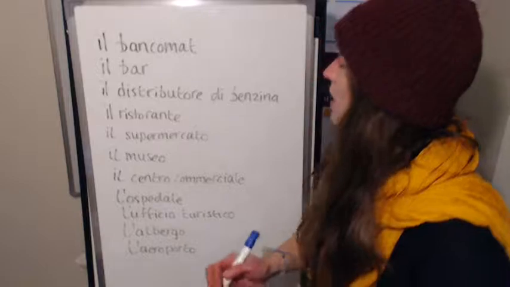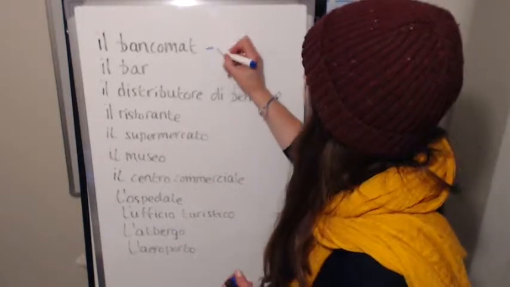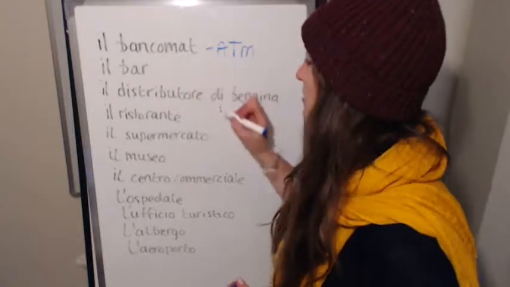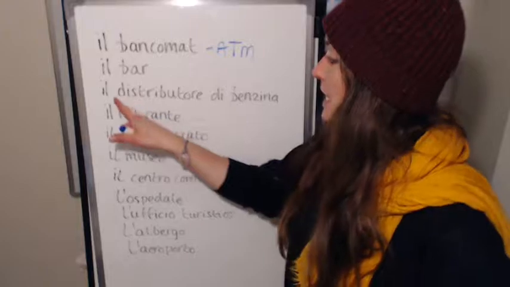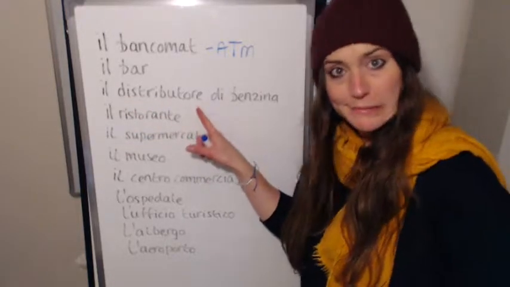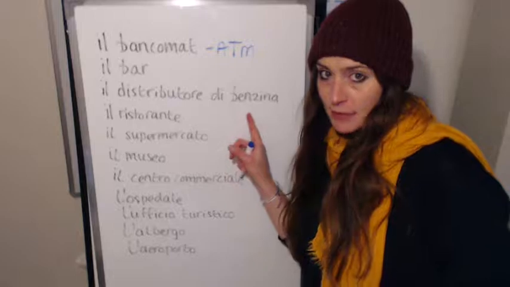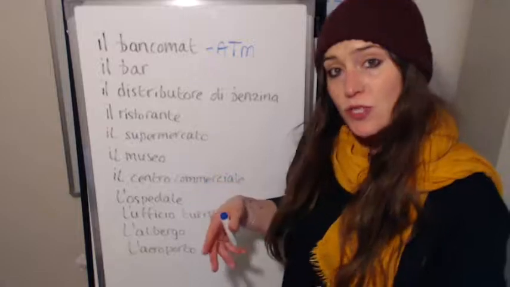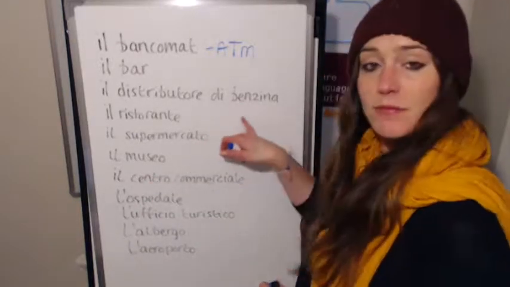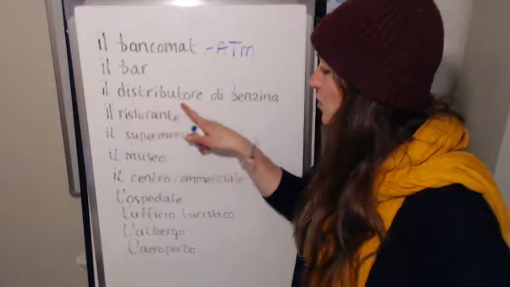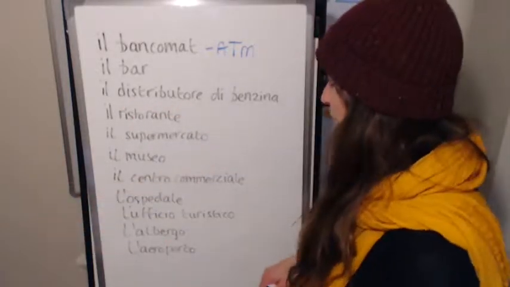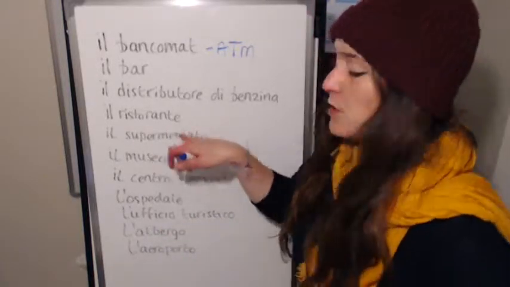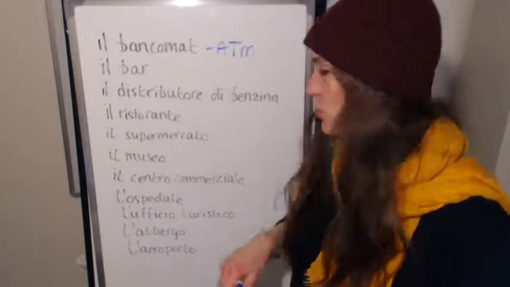So, il bancomat significa ATM. Il bar, well, that's pretty obvious, isn't it? It's the same as the English, so that's a bar. This is one that Caroline asked about. Il distributore, that's a long word, di benzina. Distributore di benzina. So that is a petrol station, la benzina is petrol. Il distributore is a place where you go and get it. I have given you alternative words because sometimes there's more than one word, so you might see benzinaio, it's the same thing and it's written on your list.